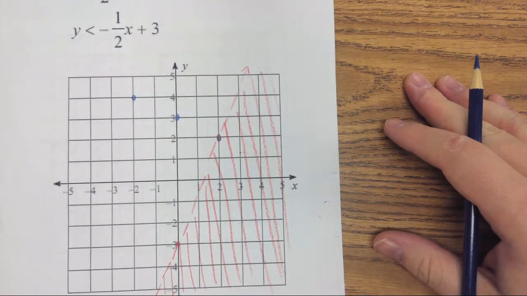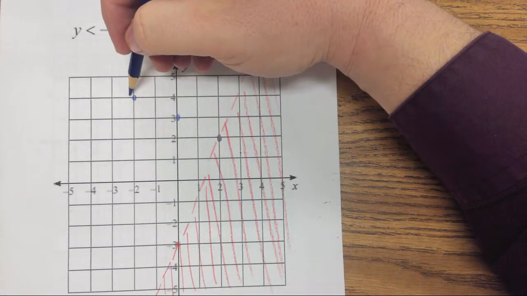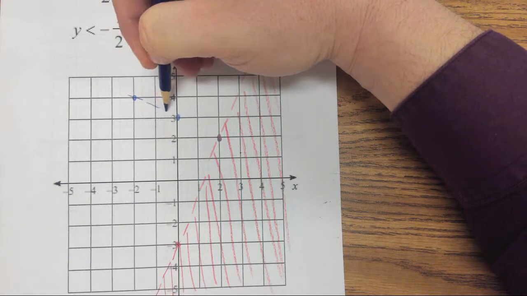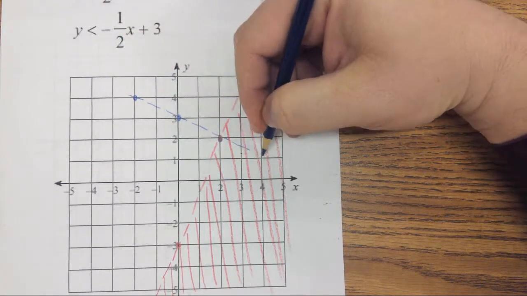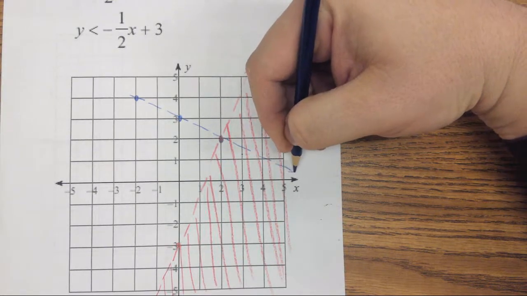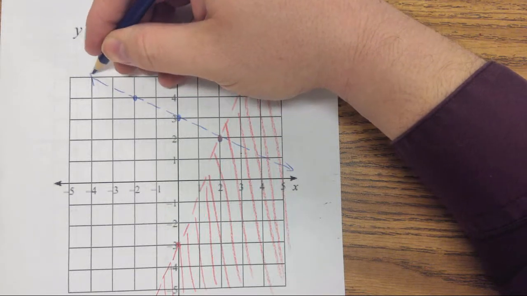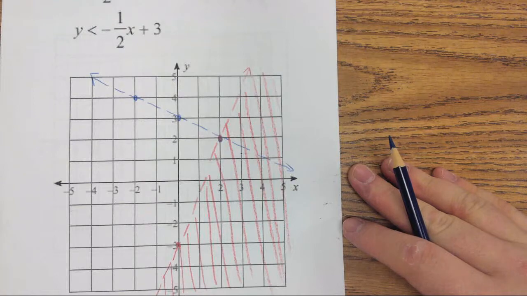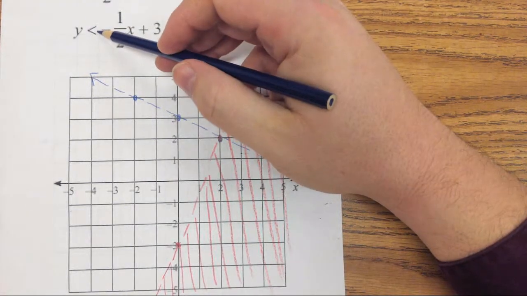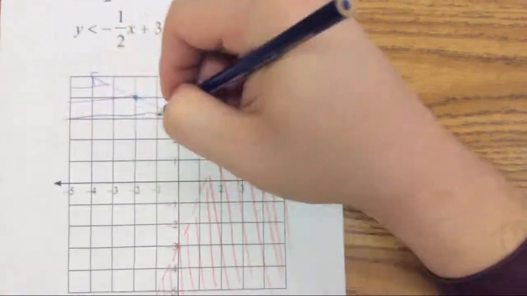Okay. Solid or dashed? And that's right, it's a dashed line because it's not equal to, so here we go. Dash, dash, dash, dashed. Finish it up here. Okay. Are we shading above or below? It's less than, so we're going to shade below. So we'll run them this way this time.